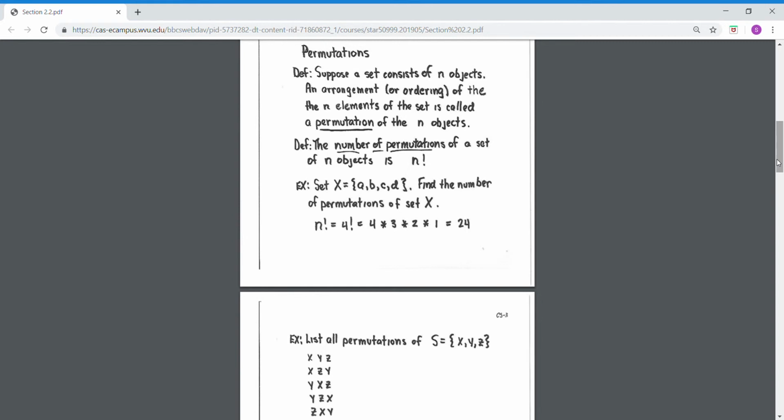So, for example, set X equal to {A, B, C, D}. Find the number of permutations of set X. Well, n factorial would equal 4 factorial because A, B, C, D, there are 4 objects in our set. 4 factorial equals 4 times 3 times 2 times 1, which equals 24. So there are 24 permutations of set X.